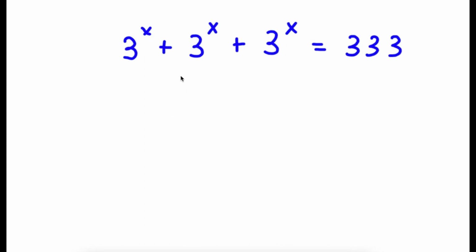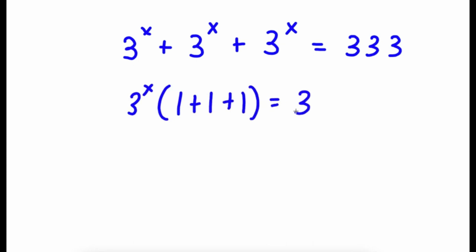Alright, so in this problem, I have 3 to the power of x plus 3 to the power of x plus 3 to the power of x is equal to 333. So to solve this, I'm going to first start by factoring out 3 to the power of x. So I have 3 to the power of x times 1 plus 1 plus 1 is equal to 333.